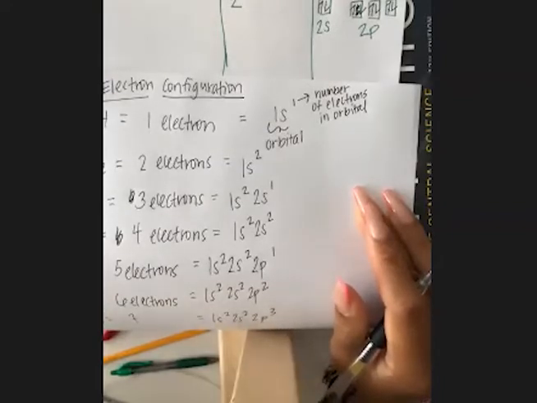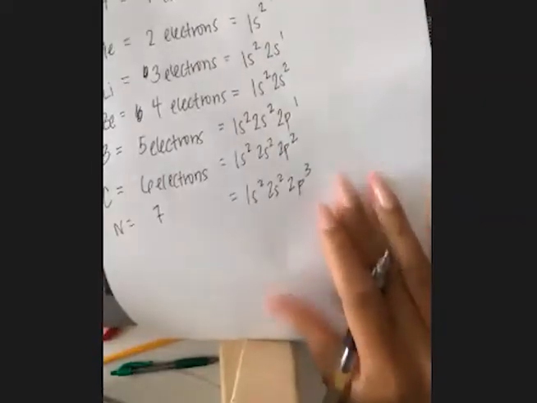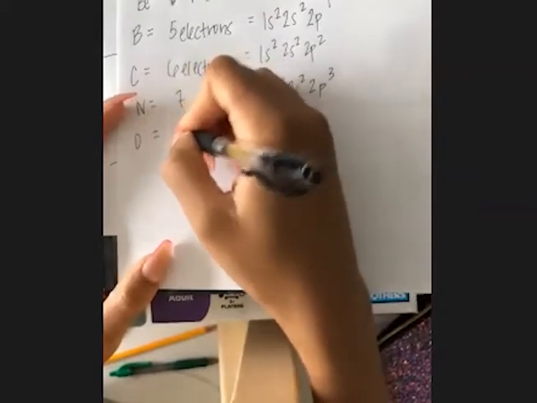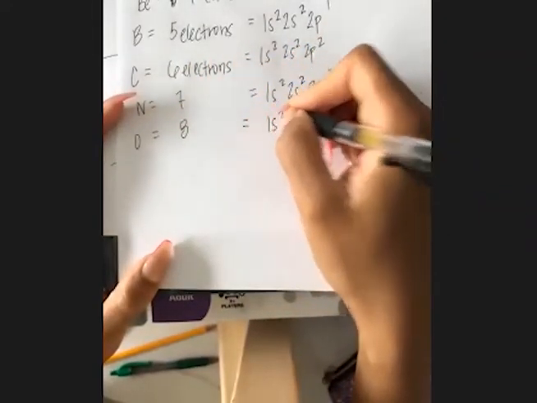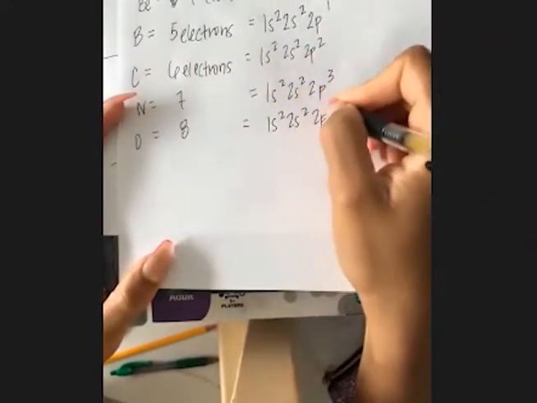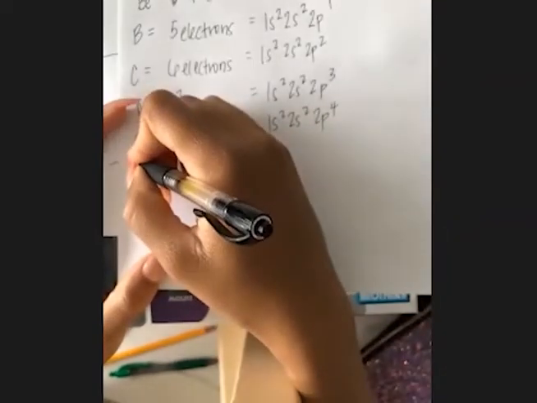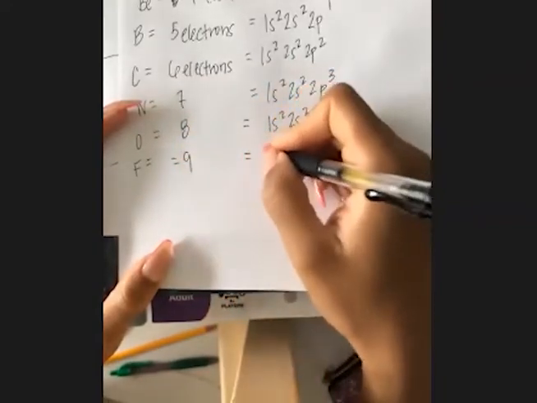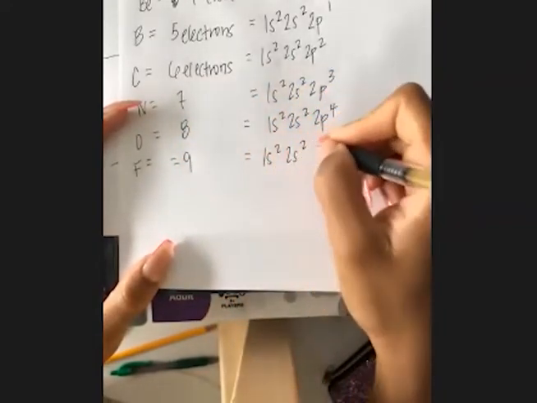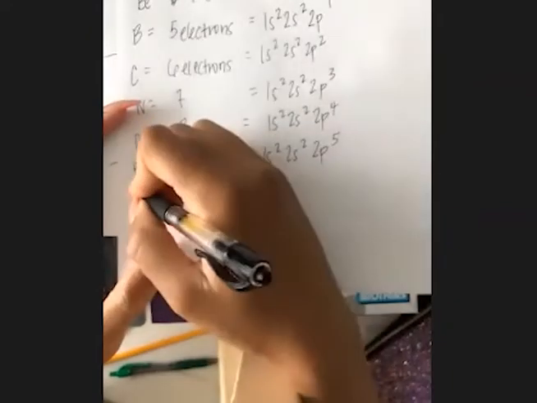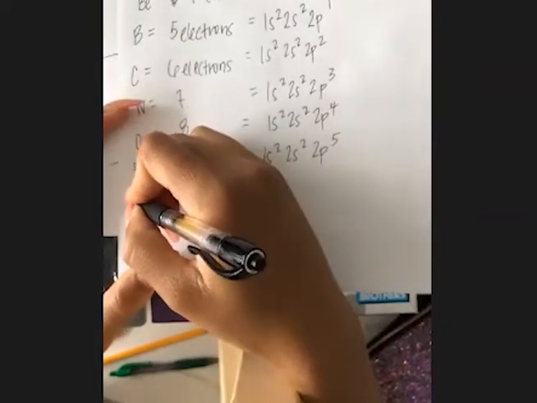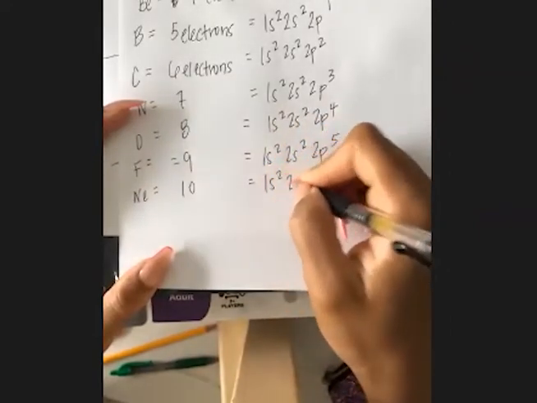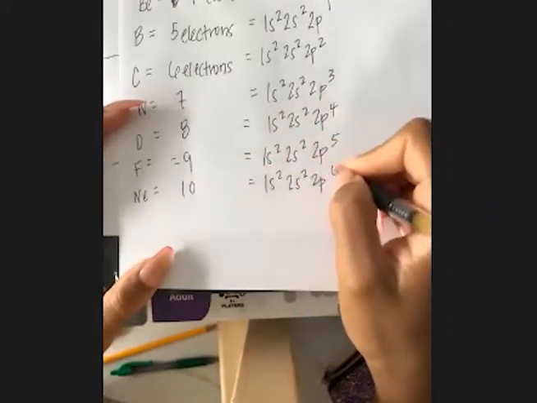So I just did nitrogen, which was 7 electrons. After nitrogen, there's oxygen, which has 8 electrons. We'd say 1s2, 2s2, 2p4. Then there's fluorine, which has 9 electrons, 1s2, 2s2, 2p5. And then after fluorine, there's neon. Neon has 10 electrons, 1s2, 2s2, 2p6.